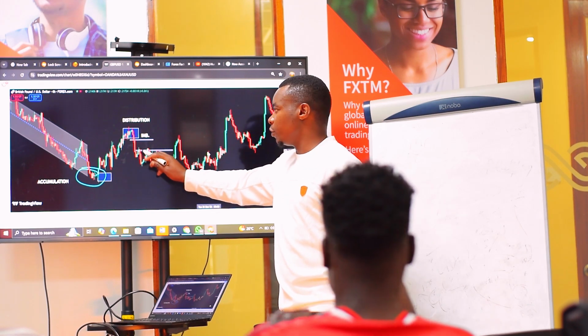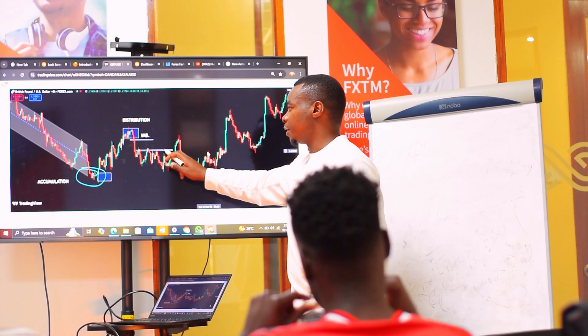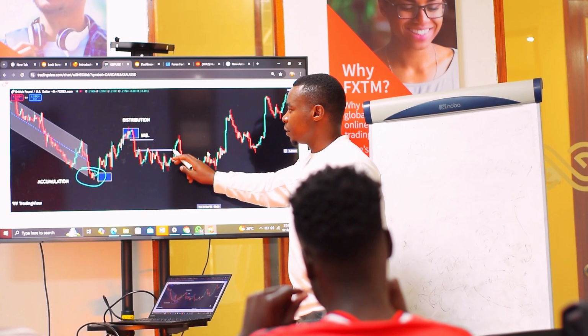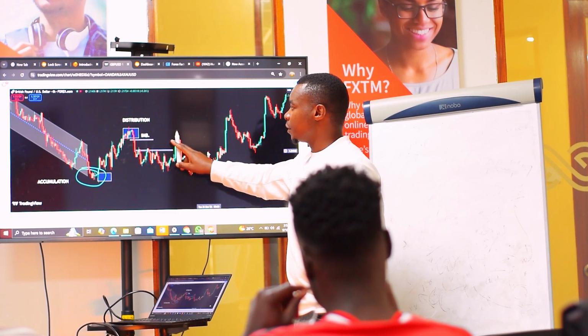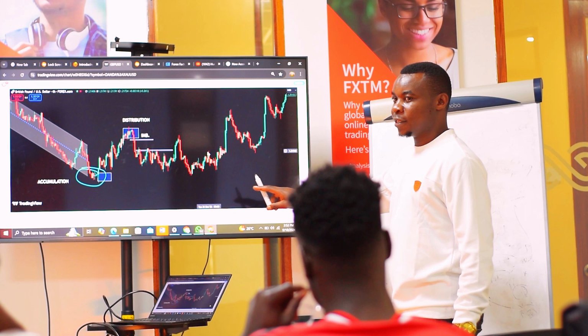Stop loss, of course, will go slightly above the zone. Then all of a sudden, the market will take them out, activate the buy stop orders, take them to the smart money zone, then start selling. Are you getting that concept?